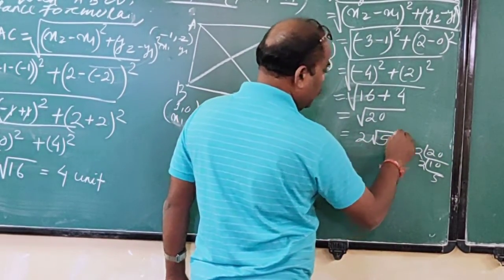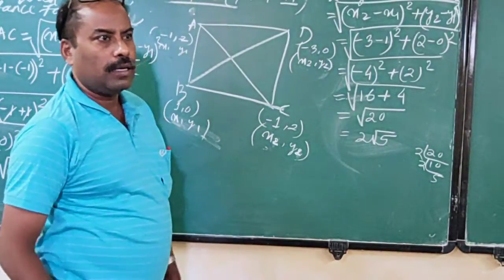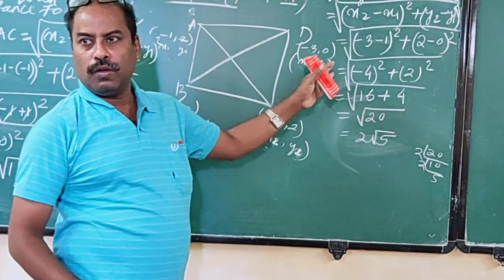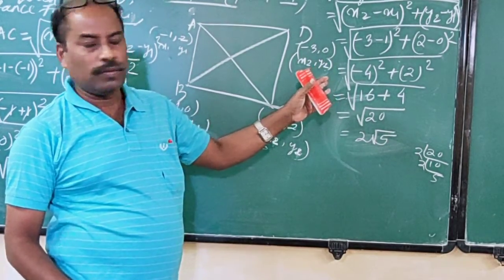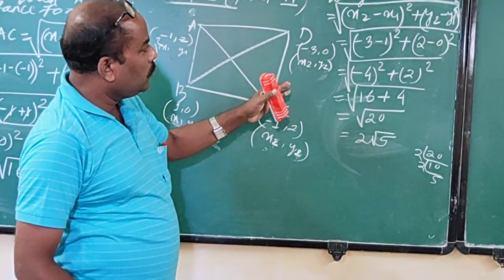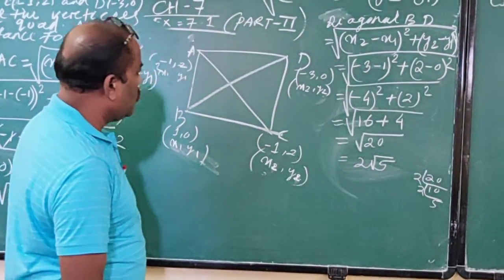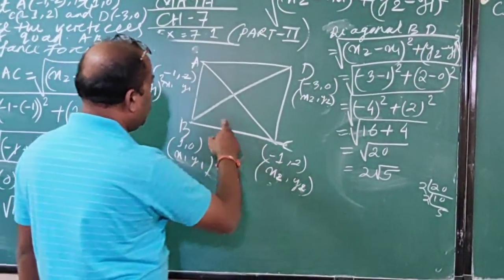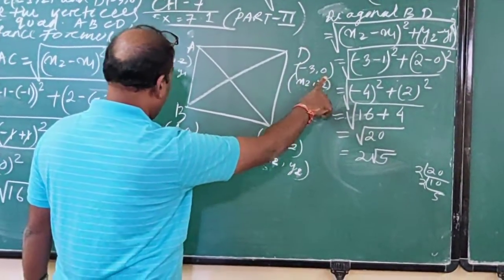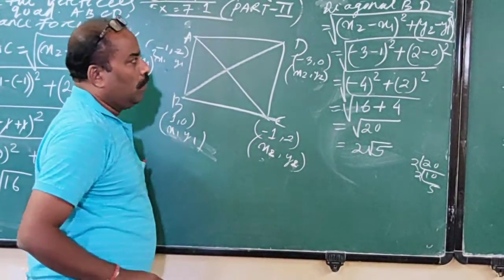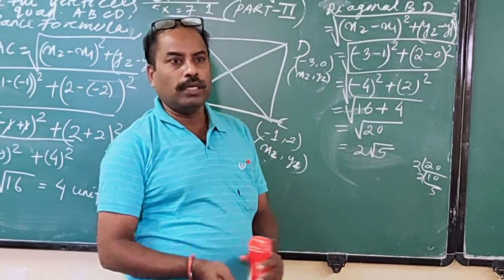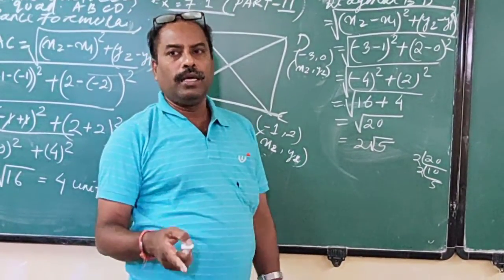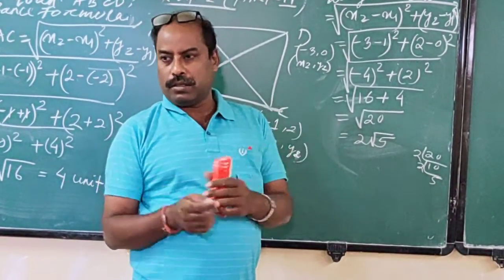Any problem? Any mistake here? Yes. Which one? y2 is equal to 0. In y2 minus y1, y2 is equal to 0 and y1 is equal to 0. I have put 2 minus 0. What should it be? 0 minus 0. That's why sometimes you have to be alert.